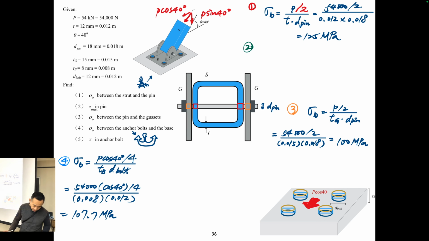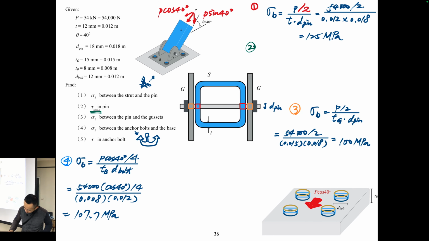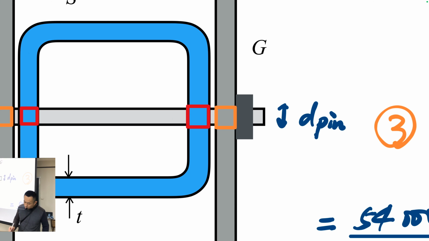So, second one, we are using green. Okay, green. The second one is tau max in pin. So you notice that there must be something going on in this, stopping things. So you must see the pin has the shear. Okay, so let's take a look. All right, so you can notice that these blue going to you, but the gusset stops it, right? Pin stops it. So you can see that there must be an interface that has the shear force.